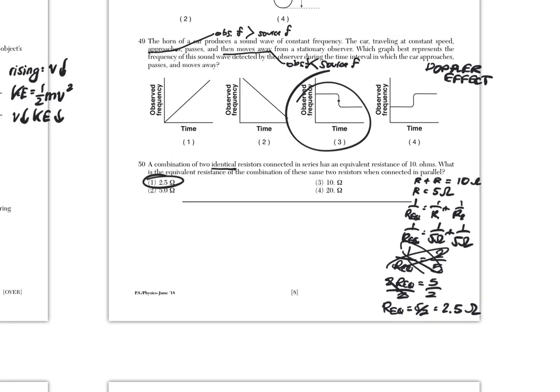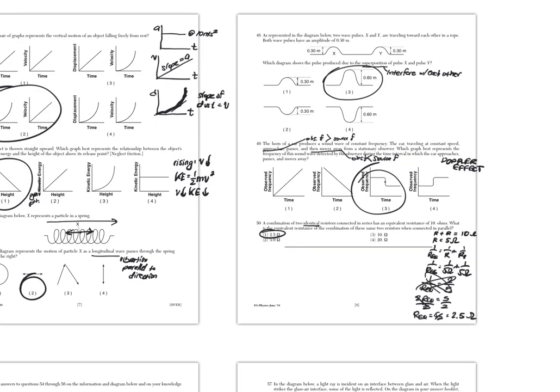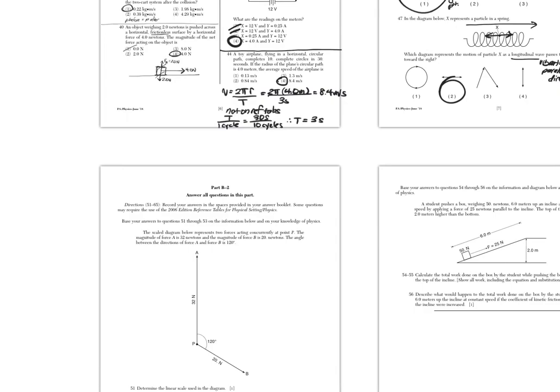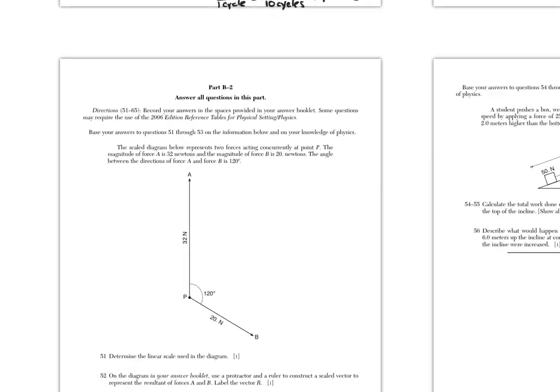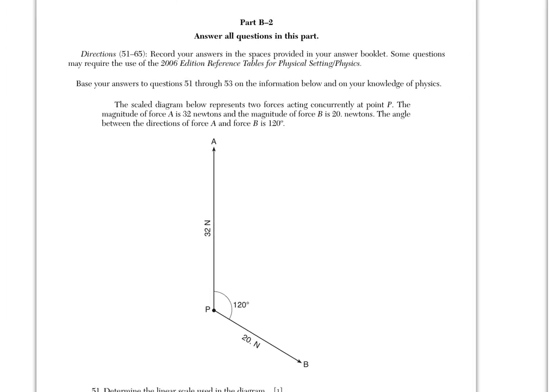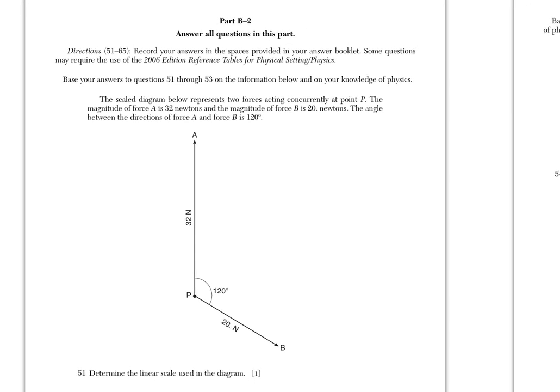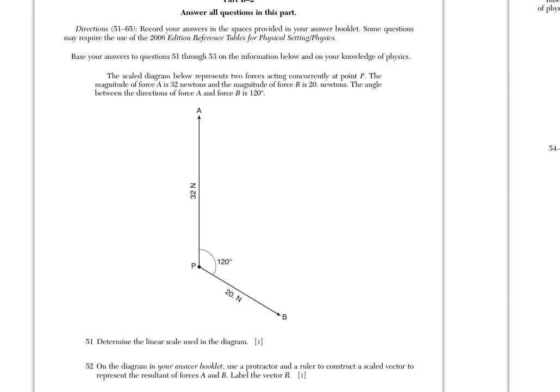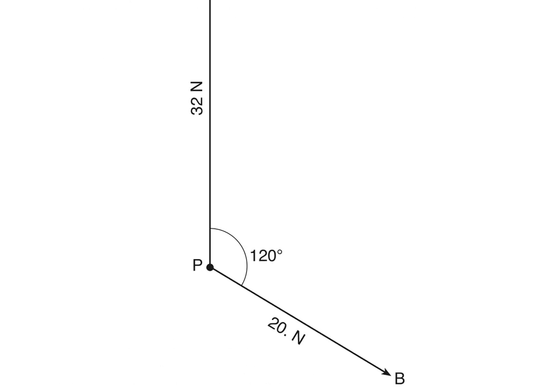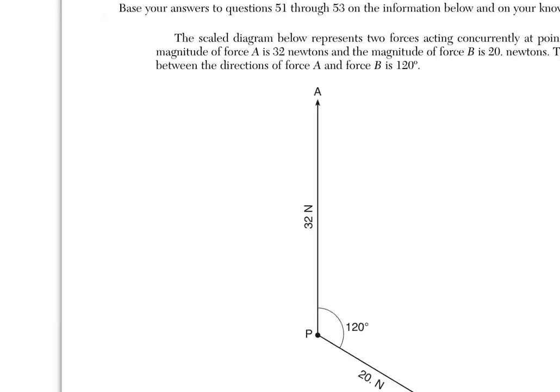All right, and that is our multiple choice, but this video is for all of section B, not just the multiple choice. So let's move on to B2. So we have 51 to 65. We have ourselves a scaled vector diagram. We have 32 newtons and 20 newtons, and they're 120 degrees from each other. And it says, determine the linear scale used in the diagram. Well, I can't do that on a digital device because I can scale it however I want.